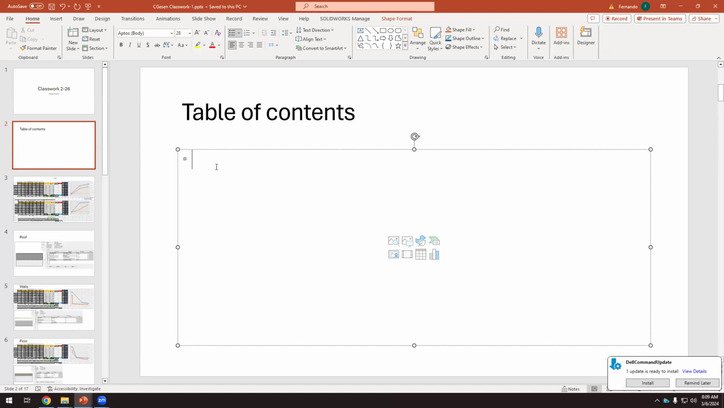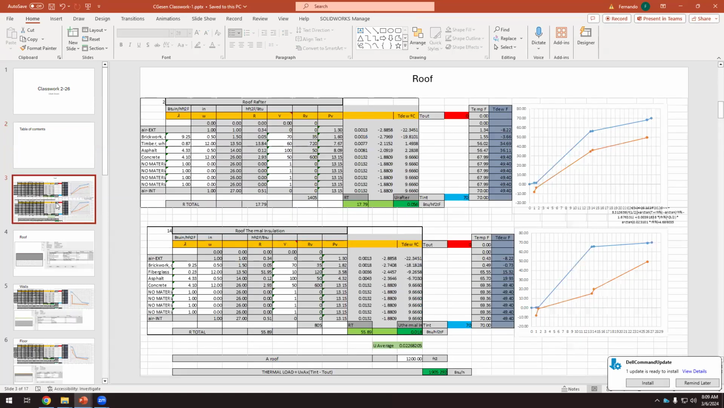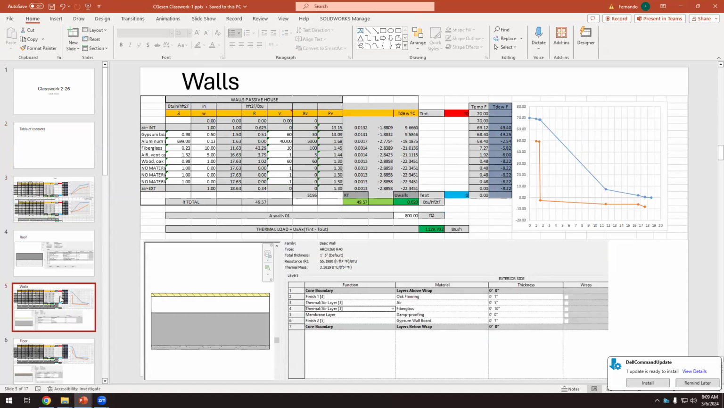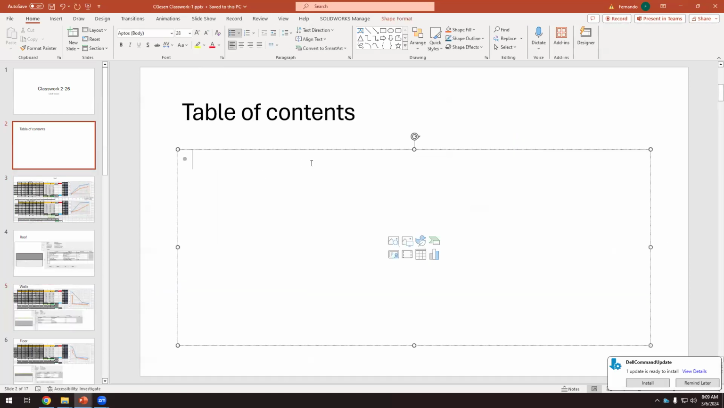So I have to write first the table of contents. So the table of contents, it's a summary of everything that we have done and everything that our client is going to see on that report. So what is the first thing that we analyzed? Roof, walls, okay? So what is this?